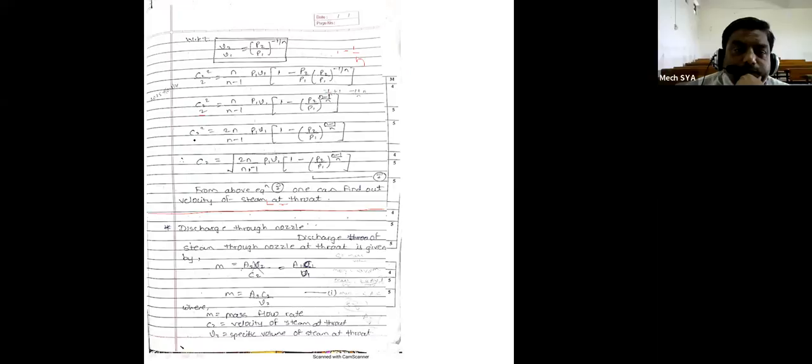Okay. And therefore C2 square is equal to 2n. These two, if you transfer to this side, it will become 2n divided by n minus 1 P1 V1 into bracket 1 minus P2 upon P1 raised to n minus 1 upon n. Therefore C2 will become the square root of 2n upon n minus 1 P1 V1 into square bracket 1 minus P2 upon P1 raised to n minus 1 upon n. Afterwards, simplification is all mathematical adjustment, and this is the equation from which one can find out the velocity of steam at the throat. So up to that, we think we have covered.